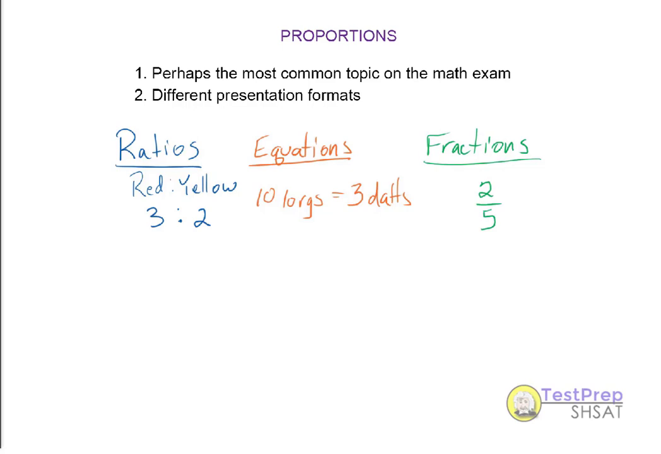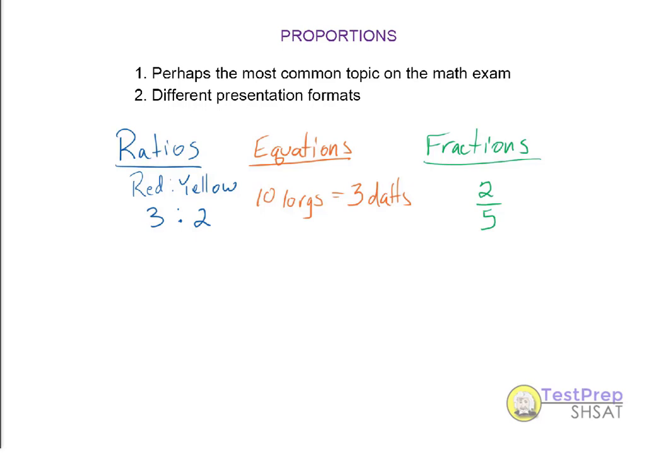You may not realize that proportions appear sometimes as ratios. Red to yellow is 3:2. Or equations on a conversion problem. 10 logs equals 3 dolts. Or maybe it's fractions in a probability problem. The probability of an event is 2/5.